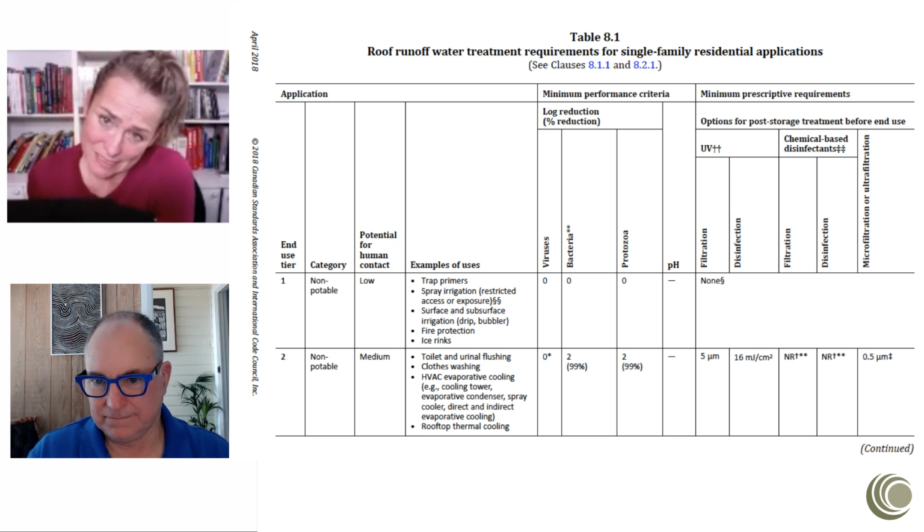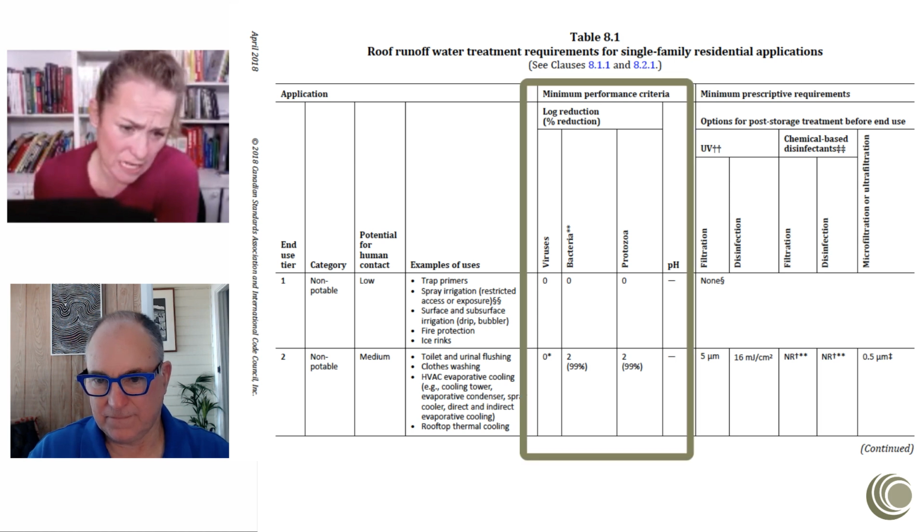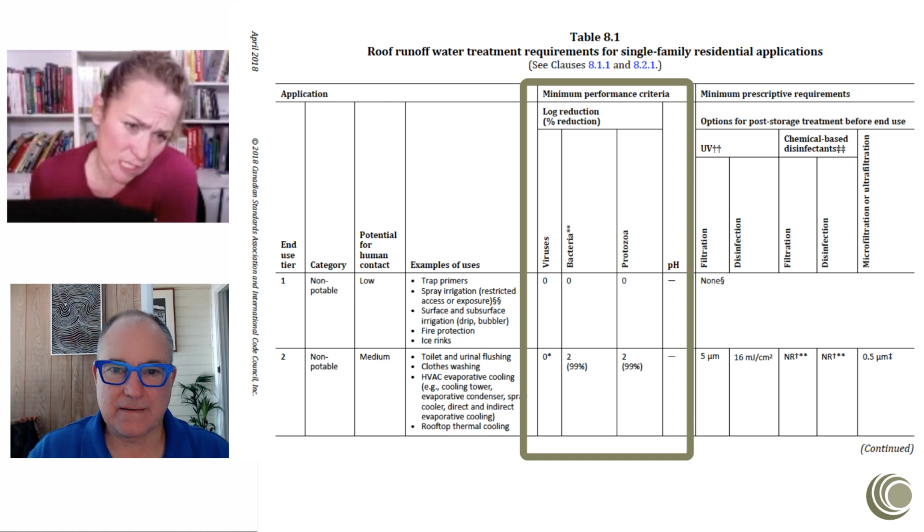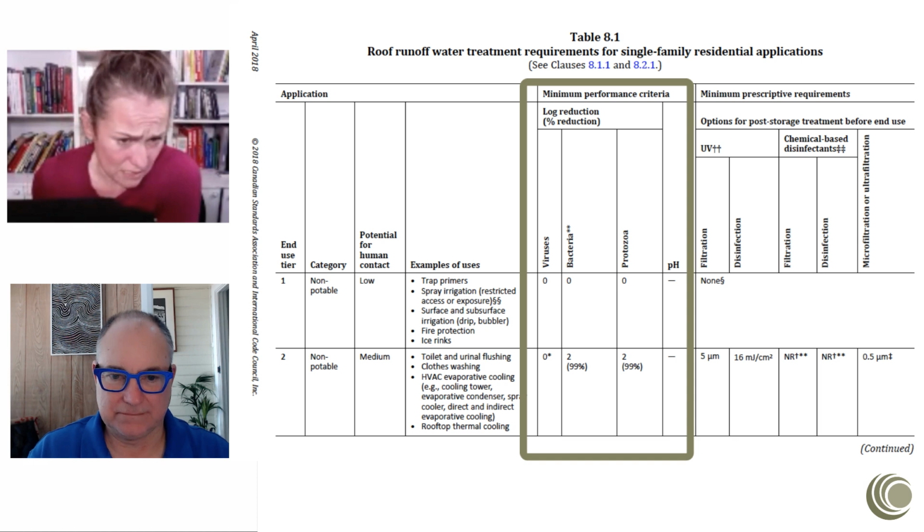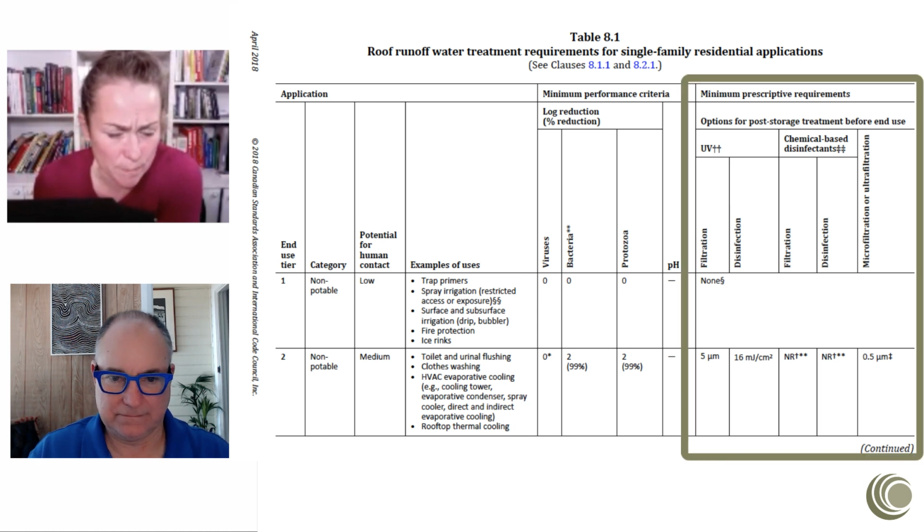And then there's 2 parts to this table. One of them is this minimum performance criteria, where they've indicated a log reduction, viruses, bacteria, protozoa, and pH. Sometimes there's none indicated, and then they've got percentages. And then alternatively, I believe this is an either or, a minimum prescriptive requirements, where they provide, if you're not going to meet these minimum performance criteria, you can pick one of these options off of this table for the particular end use you're designing the system for.